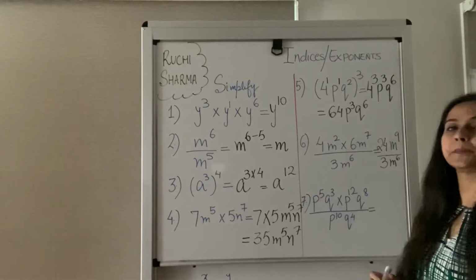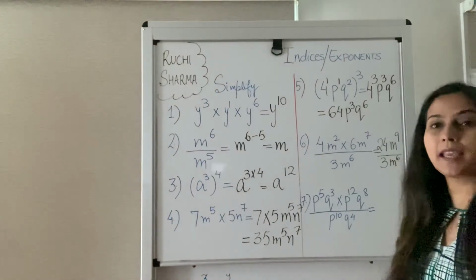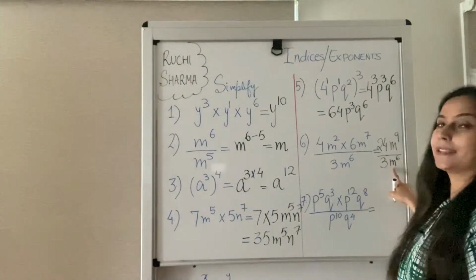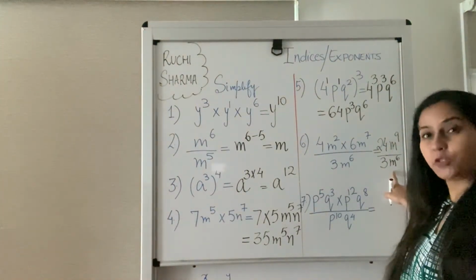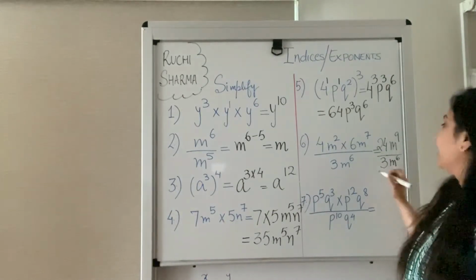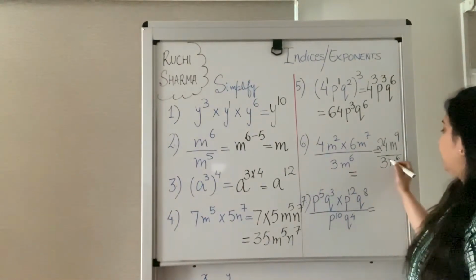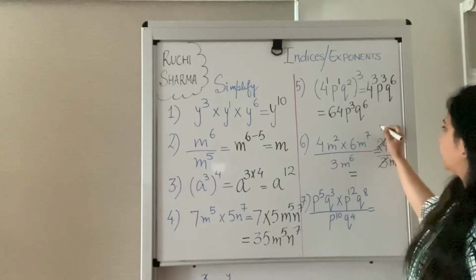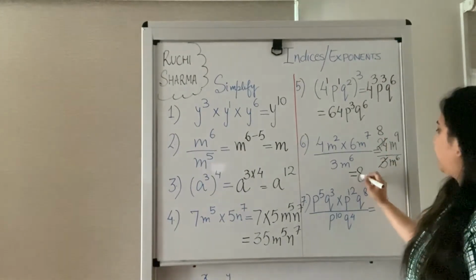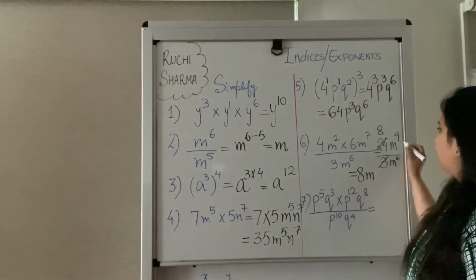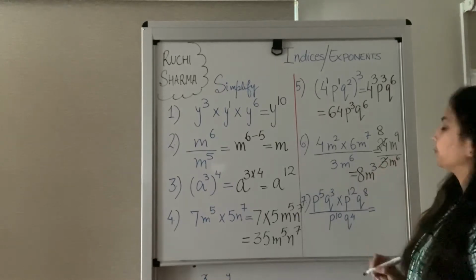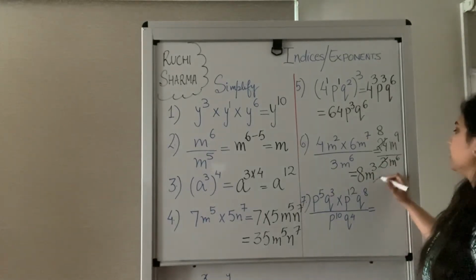the denominator. But then the other rule says that if you have the same base and the index numbers are coming in division, then you can also write it, and this 3 and 24 also cancel to 8. So this is 8 m to the power 9 minus 6, which is 3. So this becomes the answer here in this case.